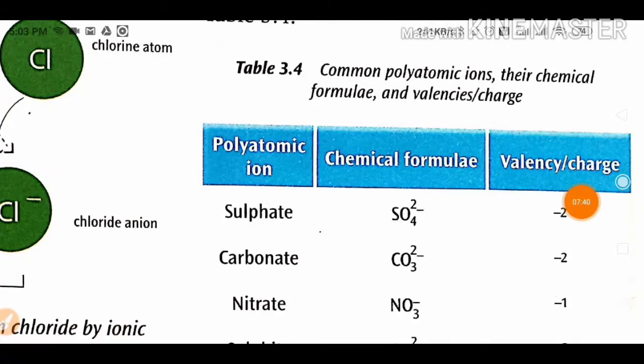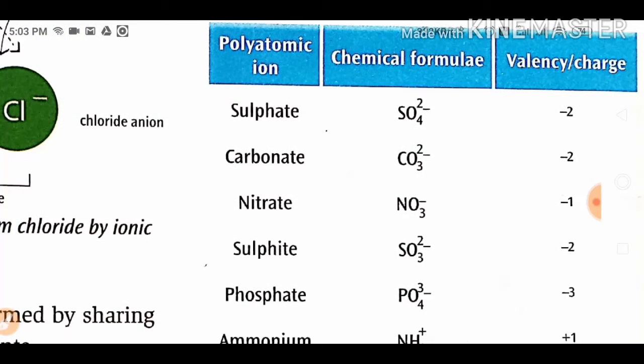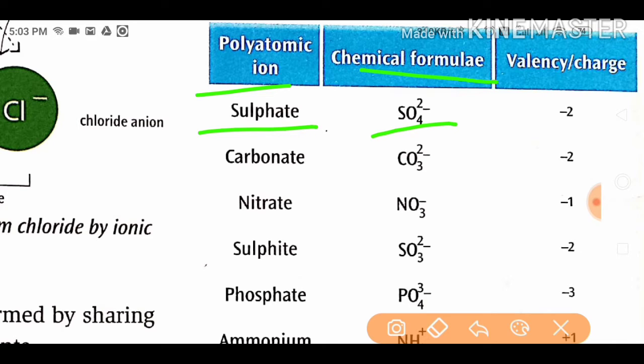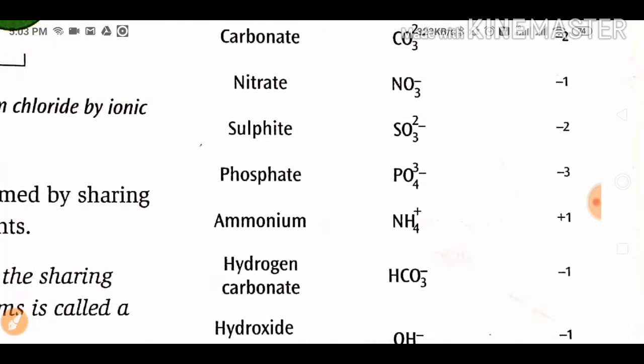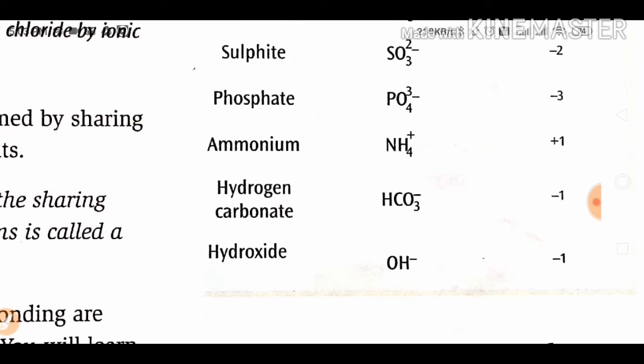In your 7th class you already read about the cells, subcells, valencies, so you have to just recall here common polyatomic ions, their formula and valencies and charges. You can see here polyatomic ion name sulfate, chemical formula is SO4 2 minus. Valency also -2, and carbonate ion chemical formula CO3 2 minus, valency also -2, nitrate NO3 minus, and sulfite SO3 2 minus, like that. Phosphate, ammonium, hydrogen carbonate and hydroxide.